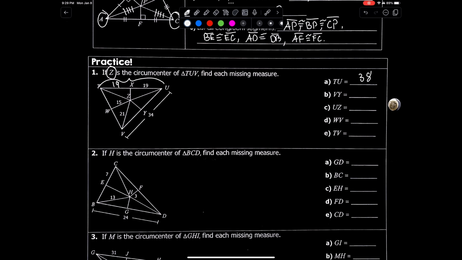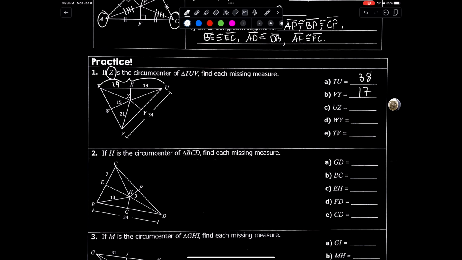So we've got VY then. VY is next. Well, guess what? Z is a circumcenter. A circumcenter is made with perpendicular bisectors, which means we can cut VU in half. Half of 34, I'm not using a calculator, I promise. That's just 17. That one I did all alone, all in my head. Be proud of me, okay? I'm not using a calculator.